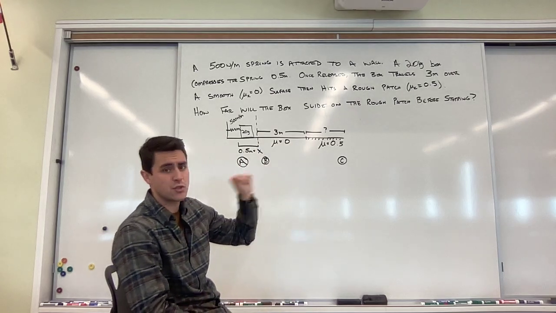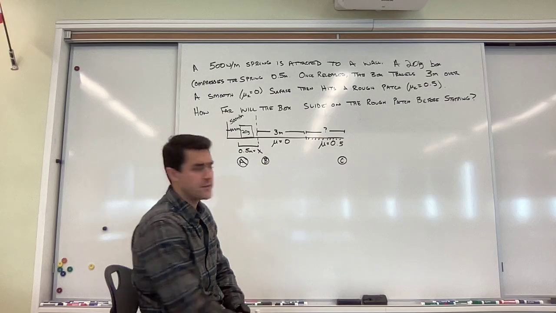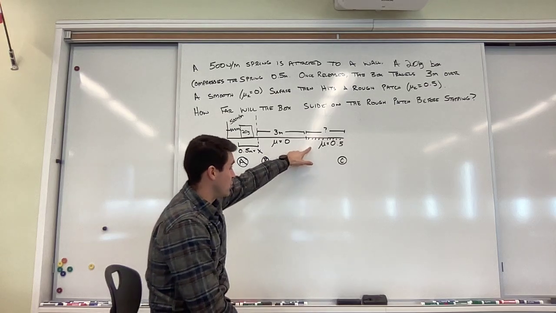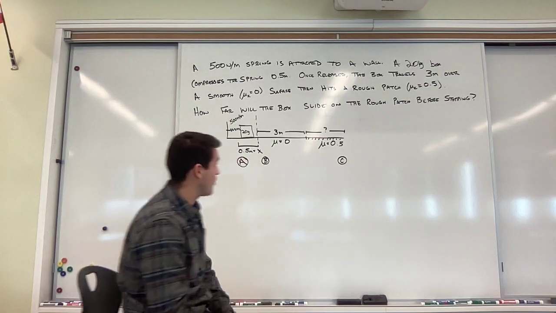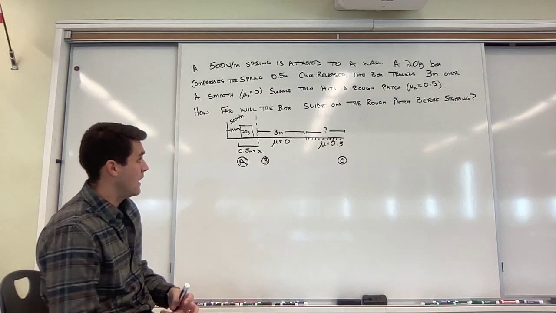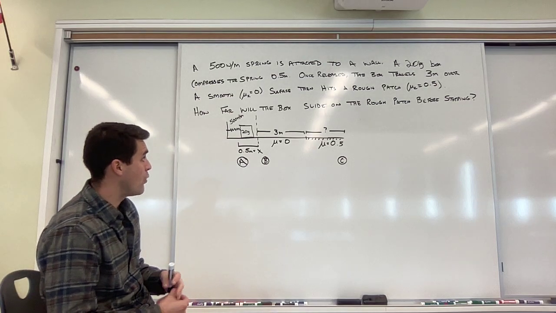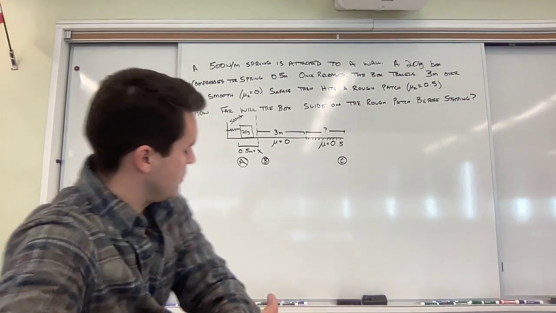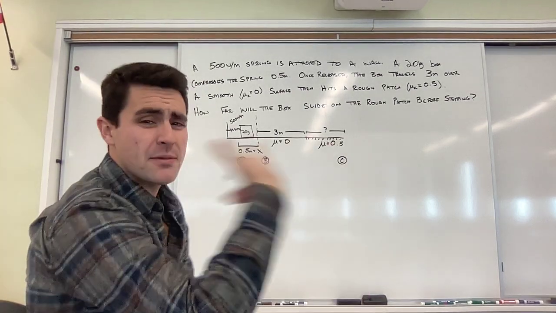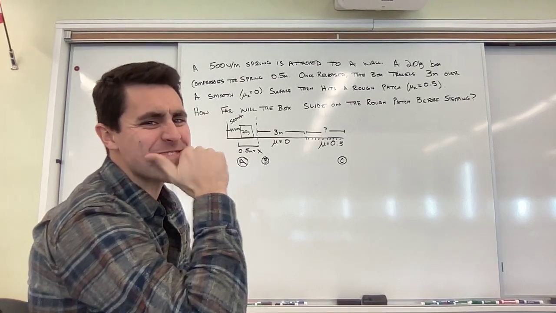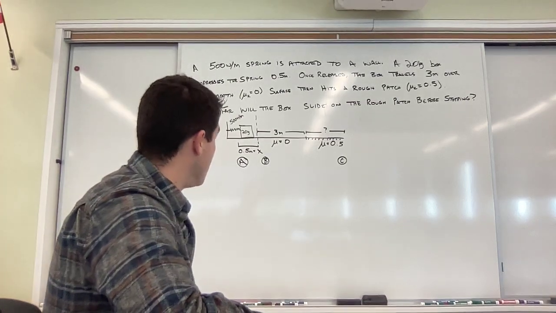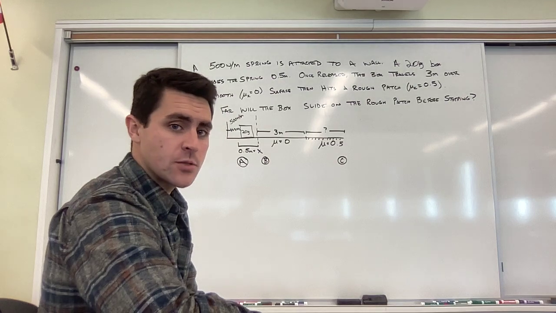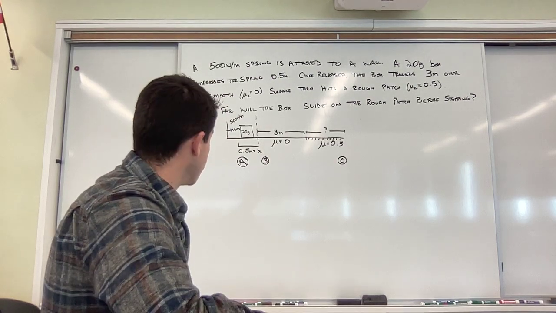So this box basically gets launched off of this spring, and eventually it reaches a rough patch. And at that rough patch, we see that the coefficient of friction is 0.5. There's no unit on the coefficient of friction. But we have the rough patch, and our job is to figure out how far over that rough patch the box will slide before it comes to a stop. So this is our task here.